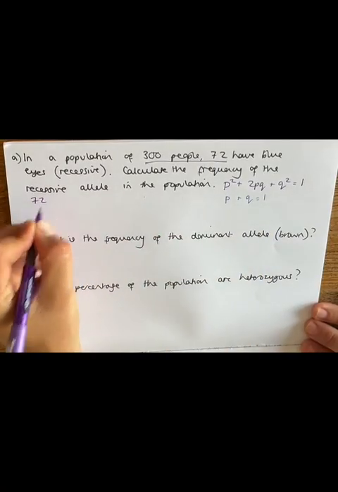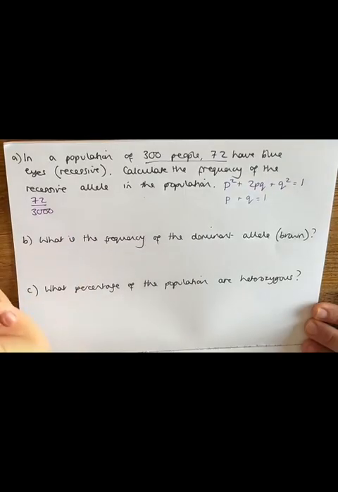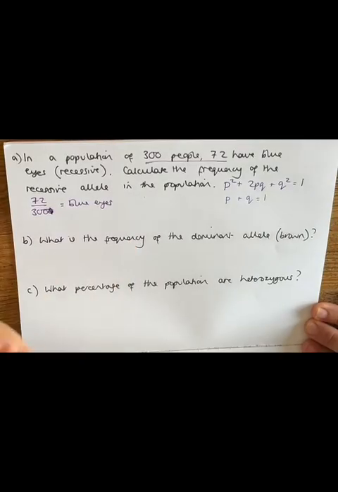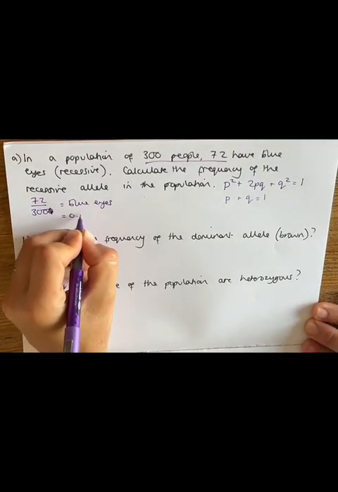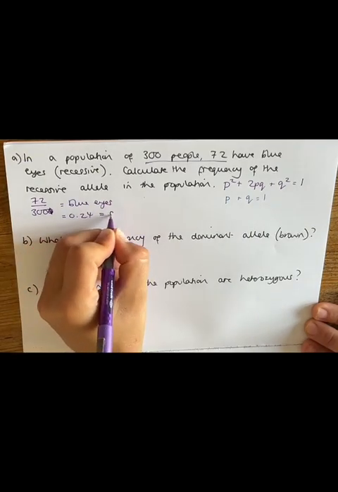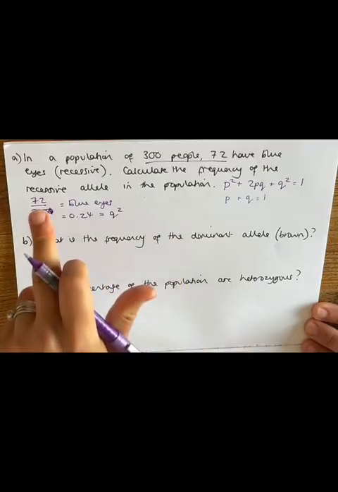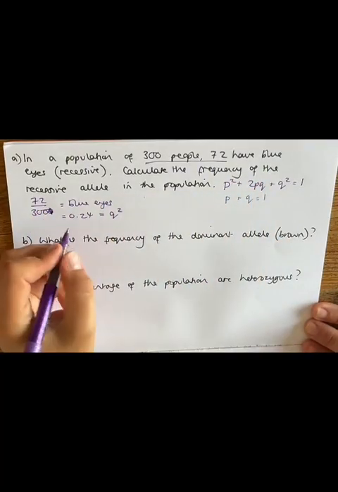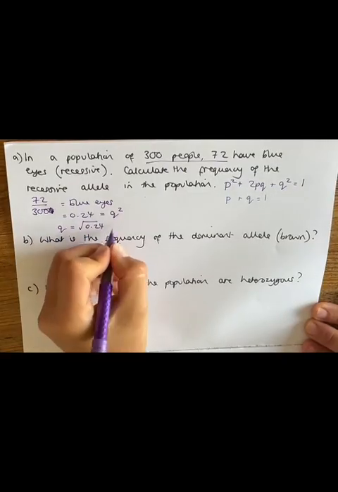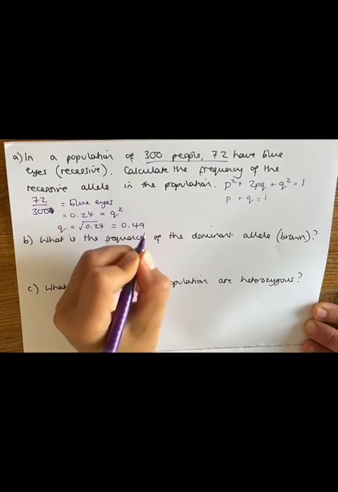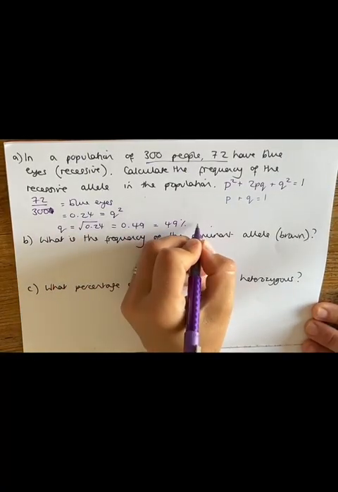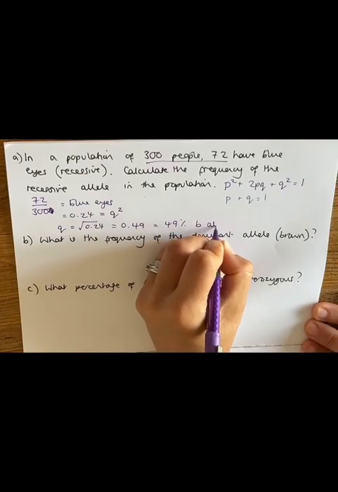So we do 72 divided by 300 have blue eyes. If we do that, we get 0.24. Now, that's the number of individuals that are homozygous recessive, so equivalent to q squared. We want to find the frequency of the recessive allele, so we want to find q. So q equals the square root of that, which equals 0.49, or 49% of the alleles in the gene pool are the recessive allele.